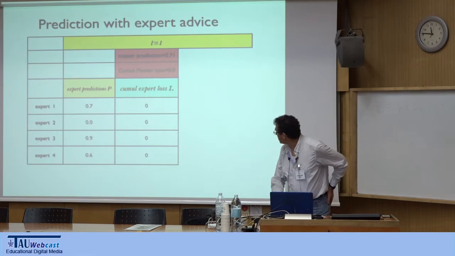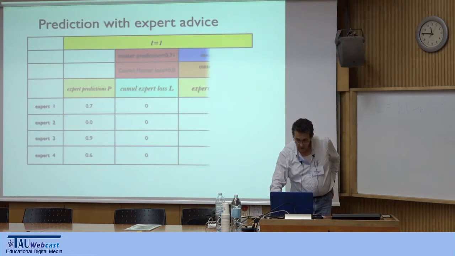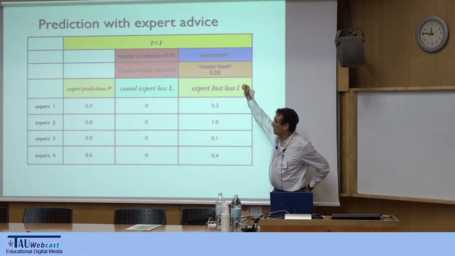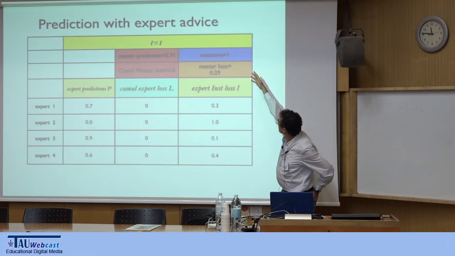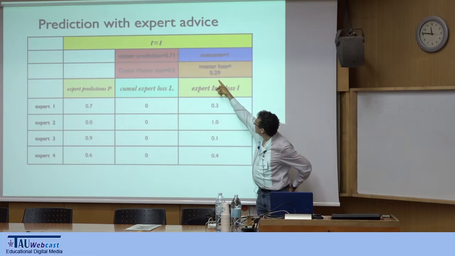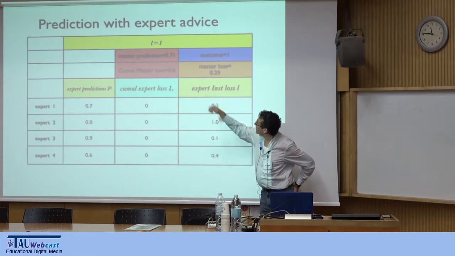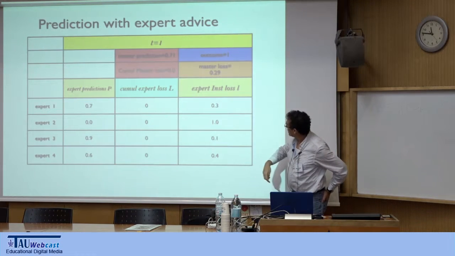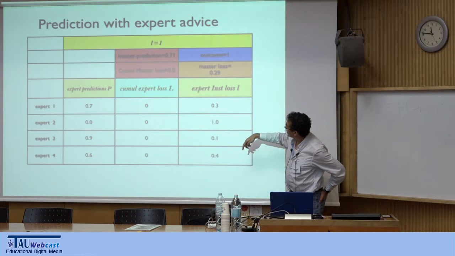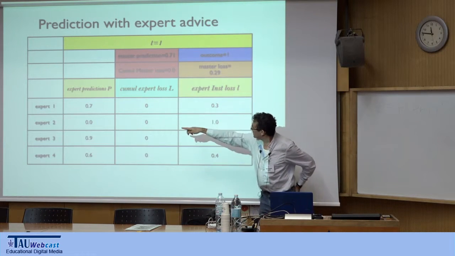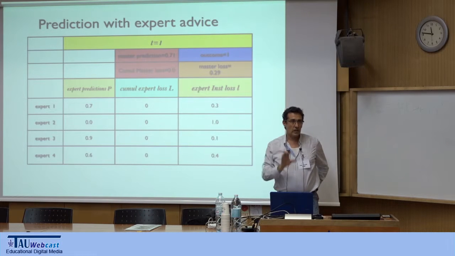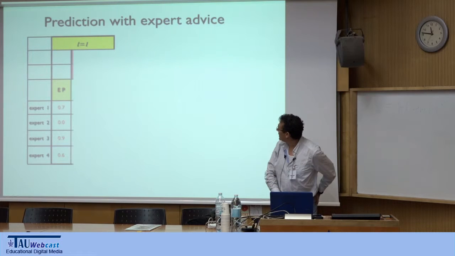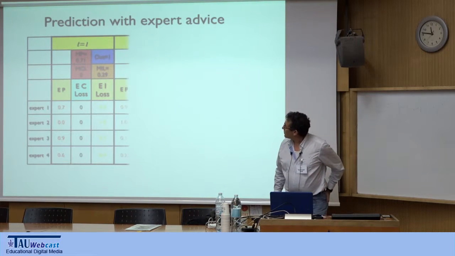The master also has a cumulative loss. And then we see the outcome. Nature comes up with the outcome, so everybody suffers some loss. The master suffers a loss of 0.29, because the prediction was 0.71. And each of the experts suffers a loss too: 0.7 gives 0.3, 0 gives 1, and so on. Okay, so that's one iteration, and then we basically do this repeatedly. So this is the first iteration.